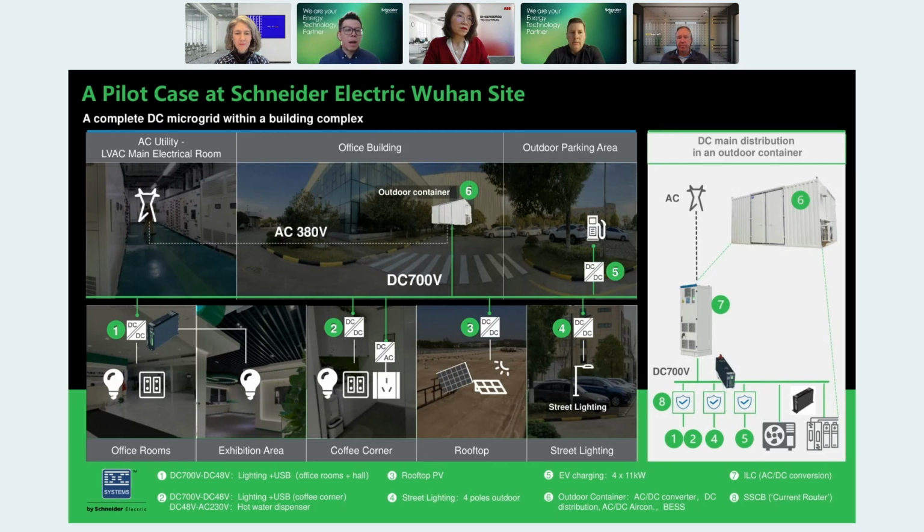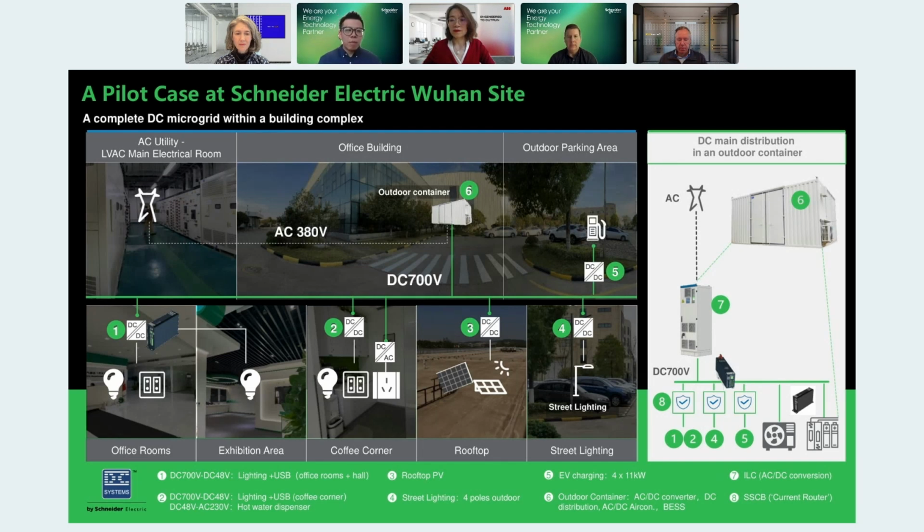And during our design of such a DC microgrid, we aimed to consume as much as possible of the local renewables that are coupled to the DC microgrid site.